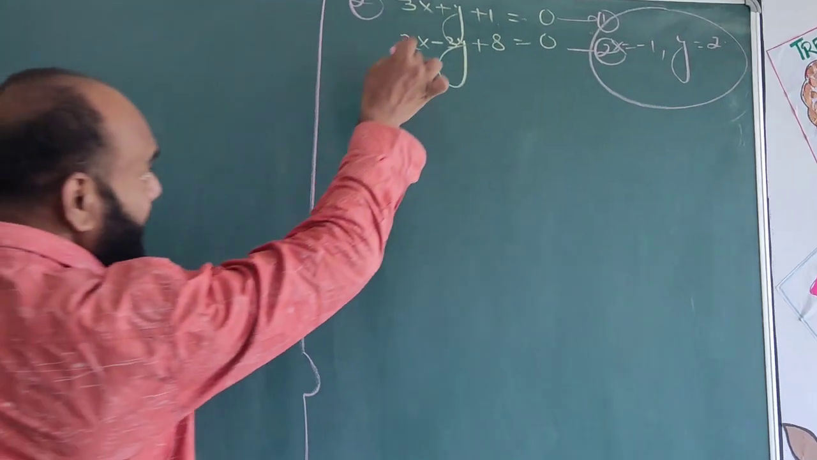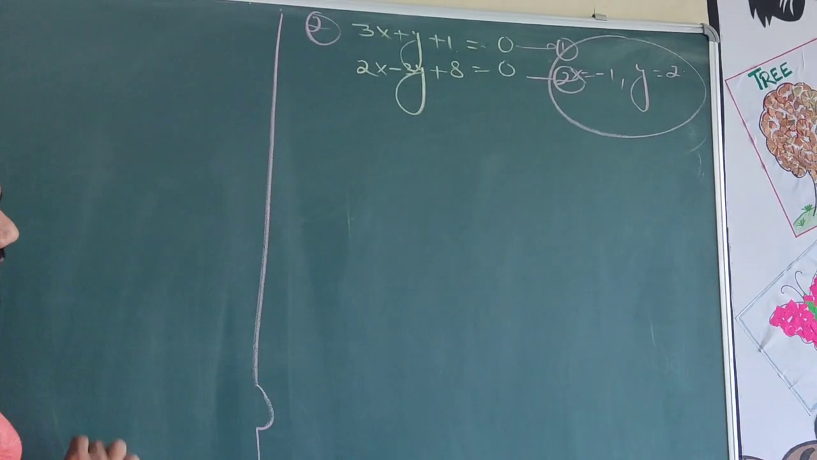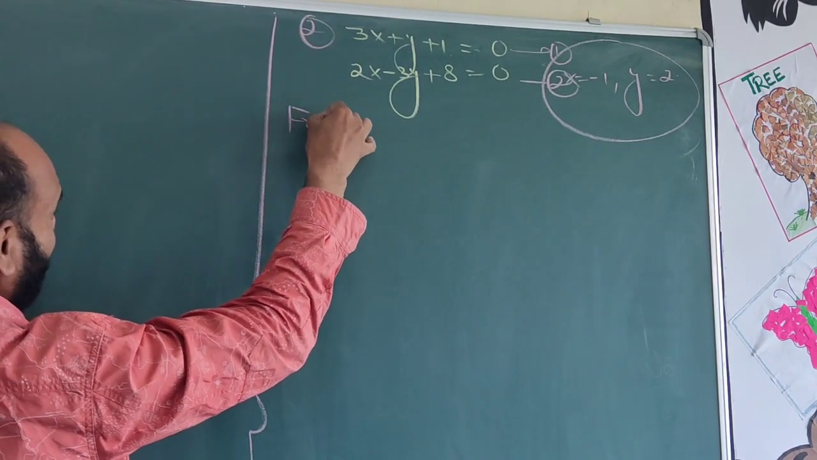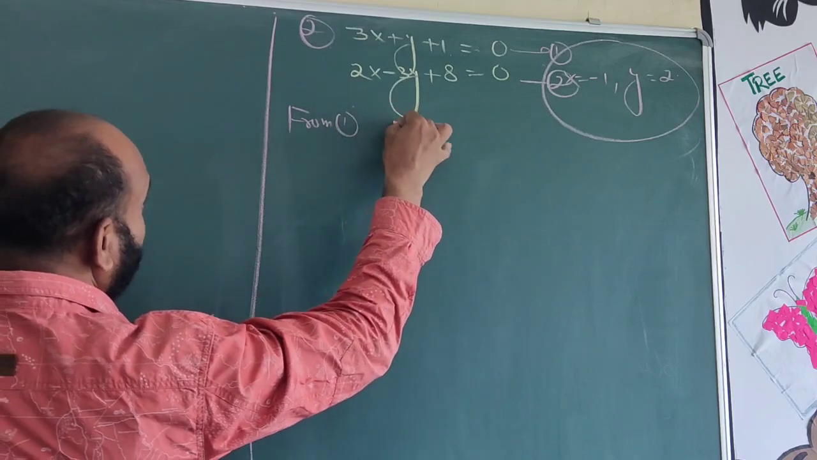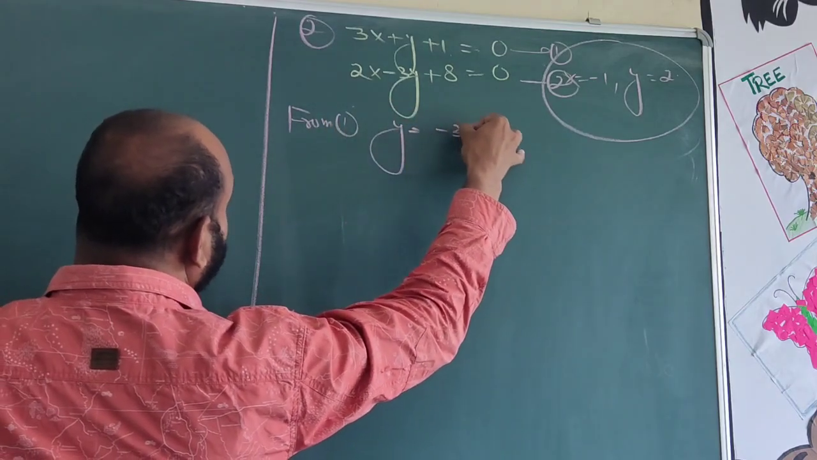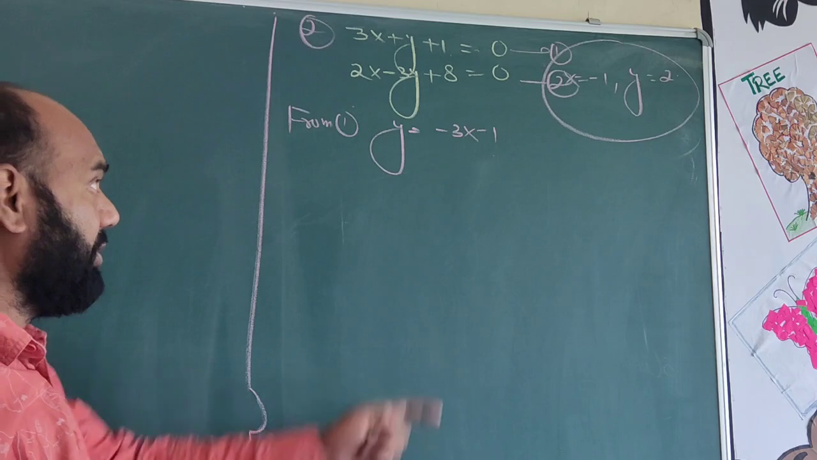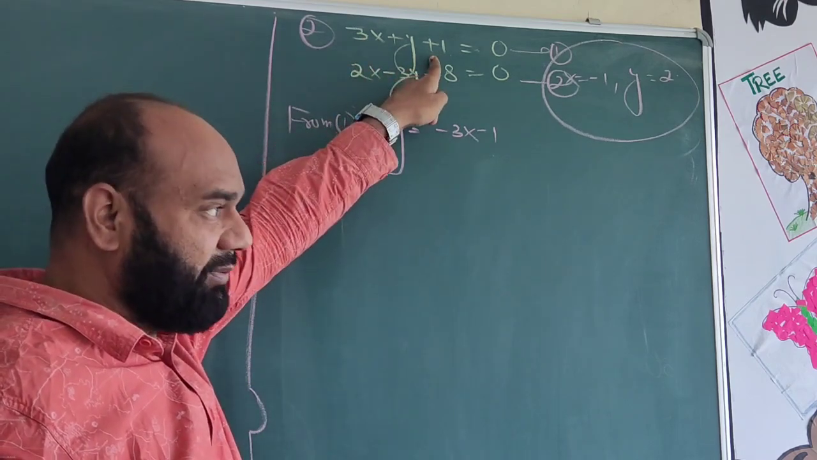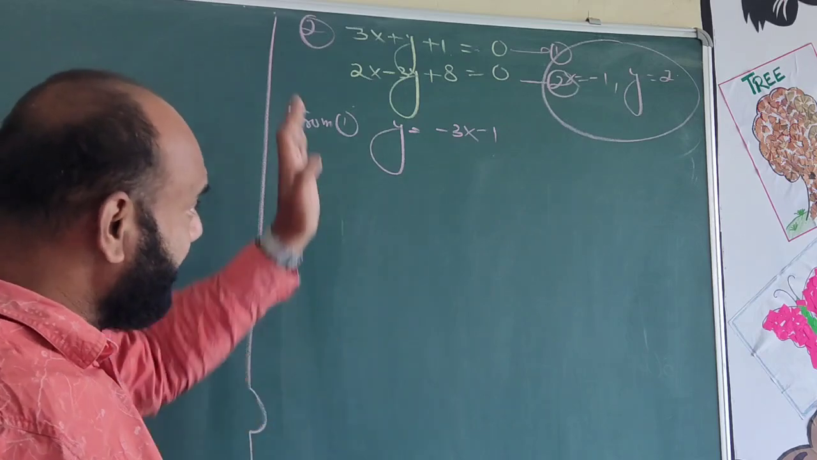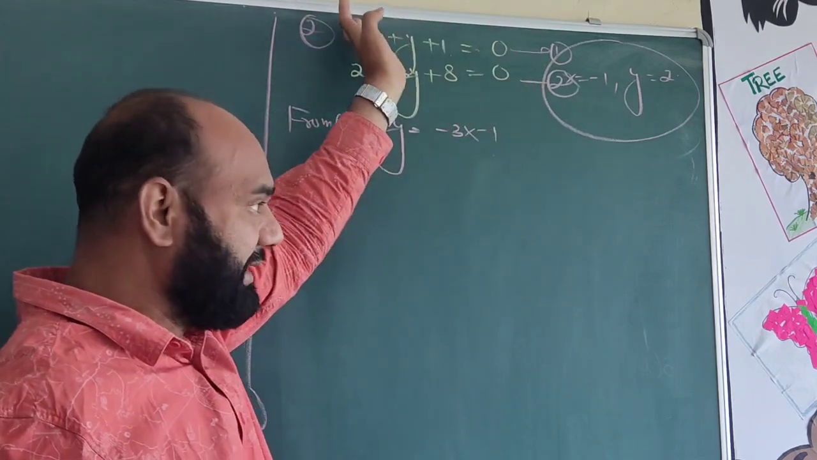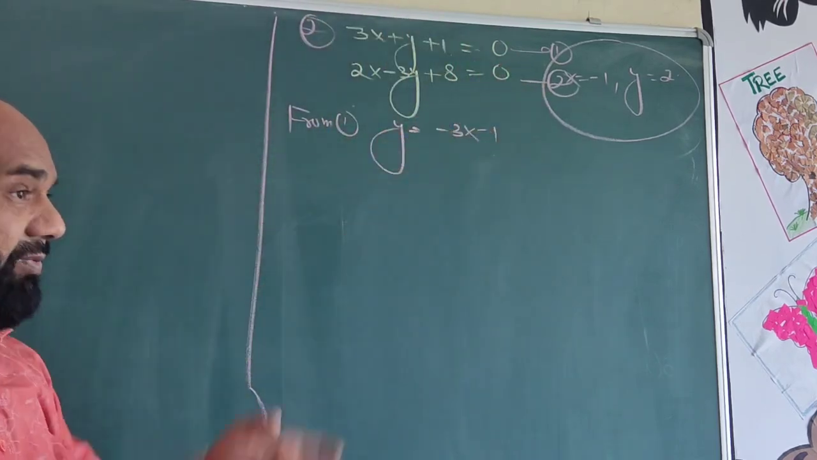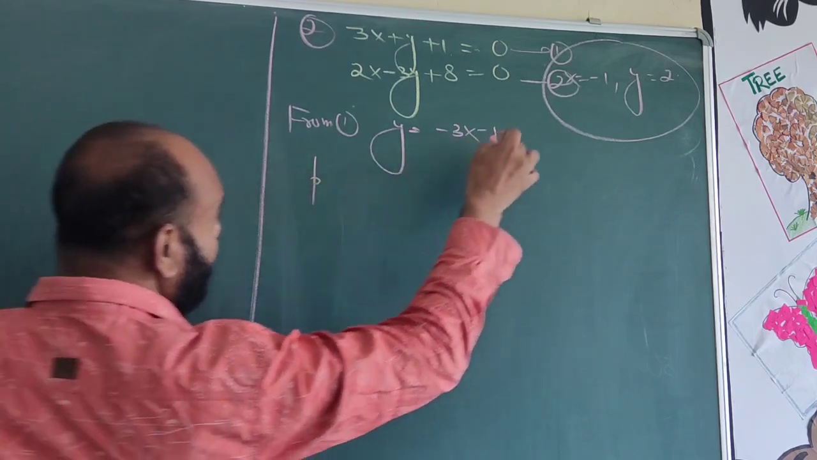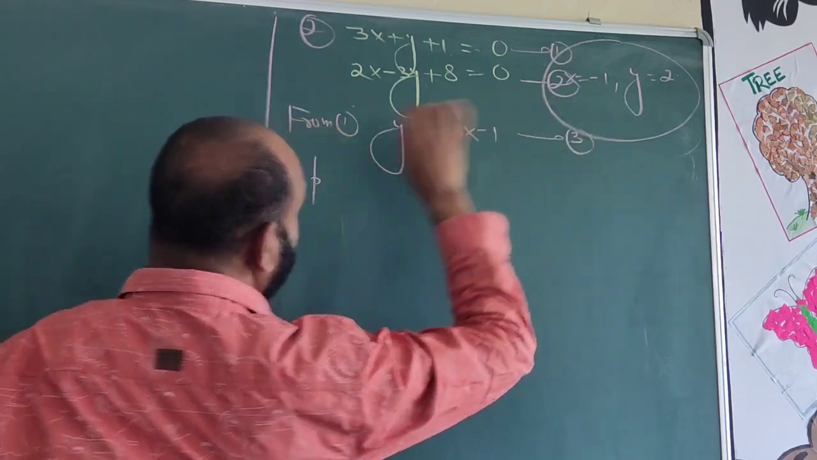Here we find the value of y from equation number 1. So from 1, y is equal to -3x - 1, because 3x is in the plus term and y is also in the plus term, and when we take them to the other side of 0, they change their sign. So the value of y is -3x - 1, and we write this as equation number 3.